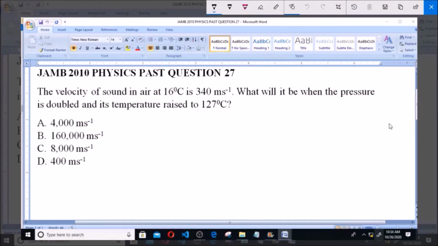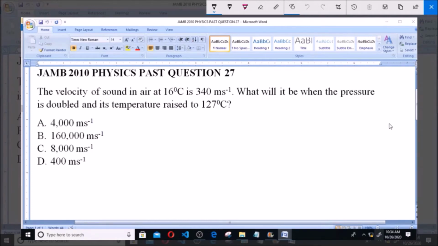Hello and welcome. I will be answering Jamb 2010 Physics Past Question 27. The velocity of sound in air at 16 degrees Celsius is 340 meters per second. What will it be when the pressure is doubled and its temperature raised to 127 degrees Celsius? A. 4,000 meters per second. B. 160,000 meters per second. C. 8,000 meters per second. D. 400 meters per second.